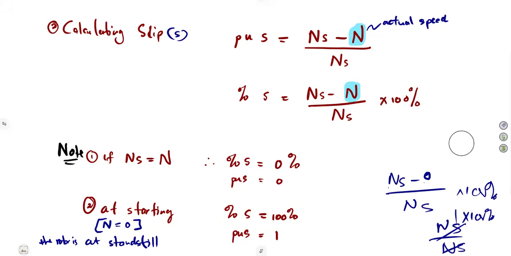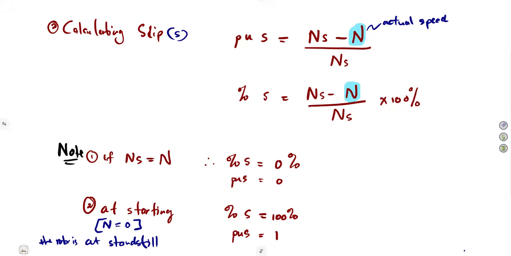So whenever in exam you are given a percentage slip of 100, know that the conditions are at starting, or they can give you something to calculate that is at starting. You must consider these conditions that are at starting, or when the rotor is at what? At standstill. These two are very, very important in terms of your slip, because it's not always that you'll be given direct things. You just have to consider what is it that you have there.